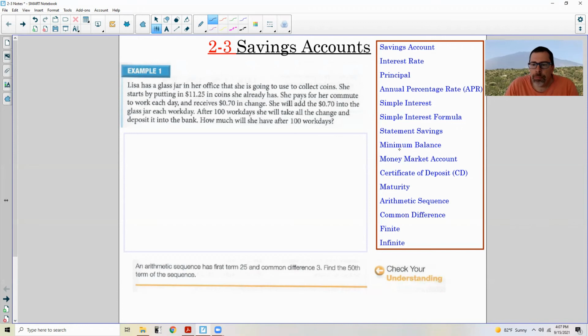Statement savings, minimum balance, money market accounts, CDs or certificates of deposit. Those are places you put money and they have to stay there for a period of time, usually years. Maturity is when a CD becomes mature and you are allowed to withdraw from it or get your money back from it. And an arithmetic sequence is something that we're going to talk about. It is an Algebra 1 concept, and common difference is part of the arithmetic sequence, finite and infinite as well. Okay, so here we go.